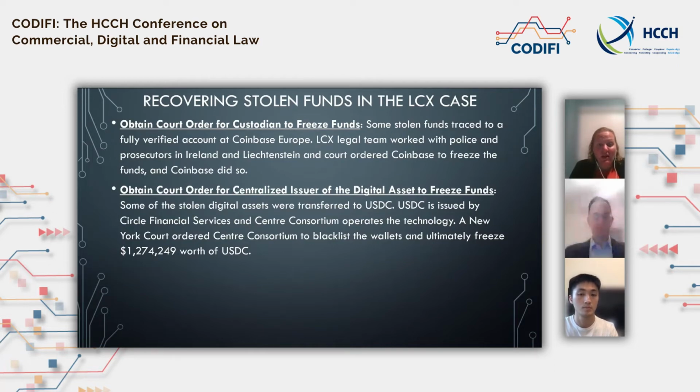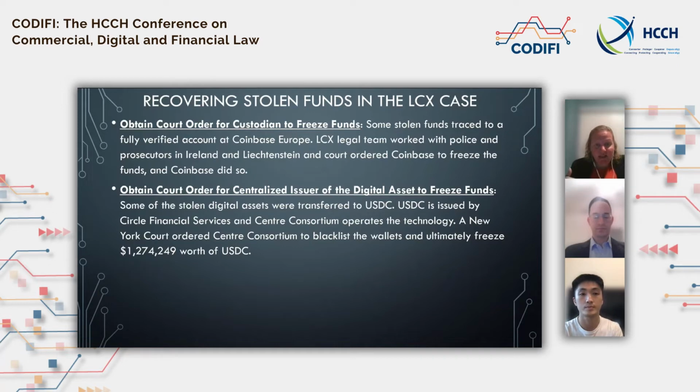The second tack that was taken in order to trace and recover the stolen digital assets was to issue an order to a centralized issuer of digital assets to freeze the funds. So this is slightly different, and it's important to note the differences between these first two activities. One was to order an intermediary to freeze funds, and those funds may have been in digital assets that continued to be decentralized, not have a centralized issuer. They just happened to be held at an intermediary who had control over the wallets that they were held in, so they could freeze the assets this way.